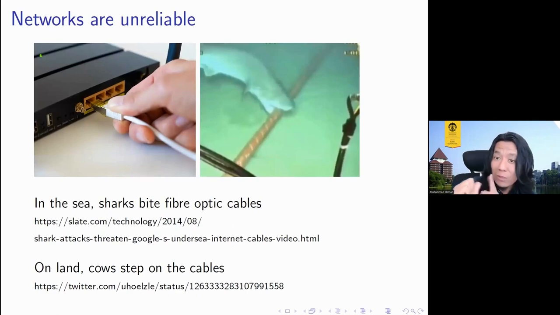Okay, the first one, network behavior. How can we understand that the networks within a distributed system are problematic? Well, there are cases where undersea fiber optic infrastructure is disrupted because sharks bite fiber optic cables, for example. On land it's also not that safe anymore, because much infrastructure is buried under the ground, not only fiber optic but also water pipes and electricity, and someone can dig the ground and cut the fiber optic itself. So the ground is also not safe.